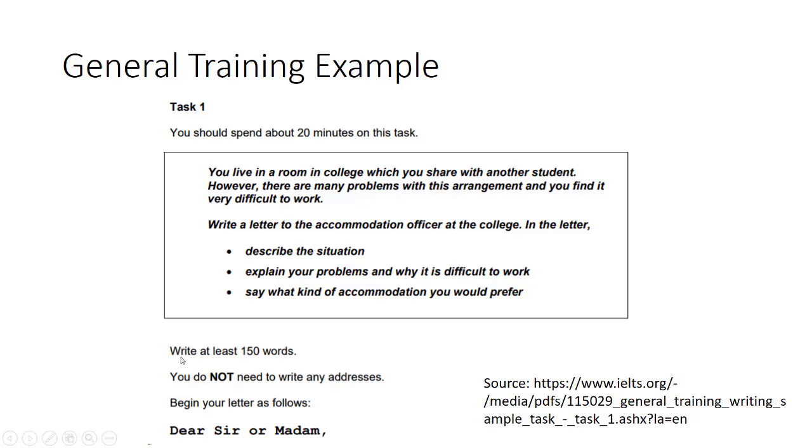You must always write at least 150 words. Don't get too caught up in a perfect number of words. For Task 1 writing, you should aim for 150 to 200. If you're going way over 200, you're not spending enough time focusing on quality. It's all about quality, not quantity. If you're under 150 words, you're in trouble. But the sweet spot is 150 to 200.